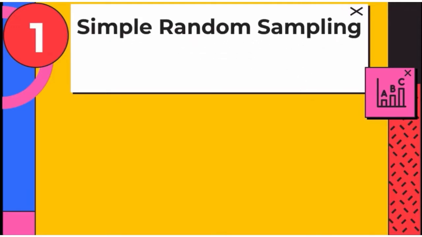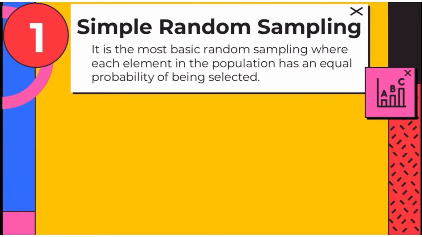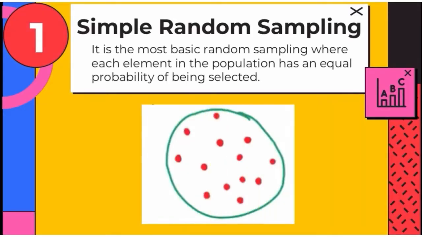Simple random sampling. It is the most basic random sampling where each element in the population has an equal probability of being selected. So, this is the most common sampling that the researchers use for their studies. For example, itong nasa picture, ayan. Yung bilog na yan is yung ating kabuuan or our total population, then the red dot inside is our samples. As we can see, iba-iba yung distribution, nakasabog sila.